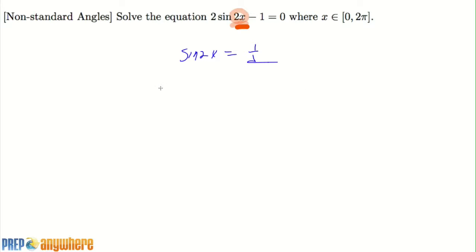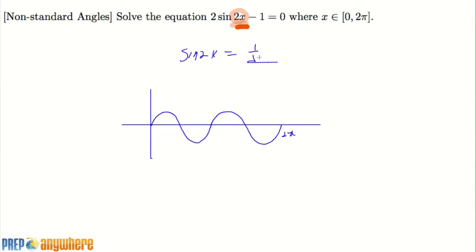Okay. Now if it was sine of x, it will just look like this. And this will be 2 pi. But because it's 2x, there will be 2 of these graphs in 2 pi. So we'll actually get twice as many answers. Right? There's 1 here, 2, 3, 4.